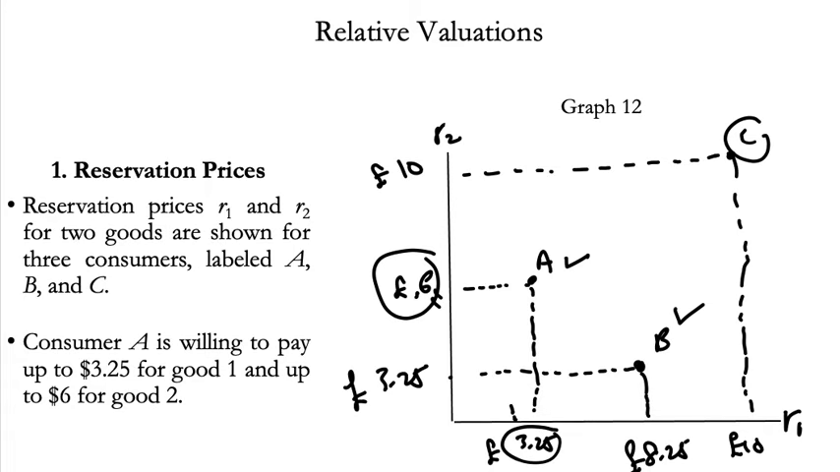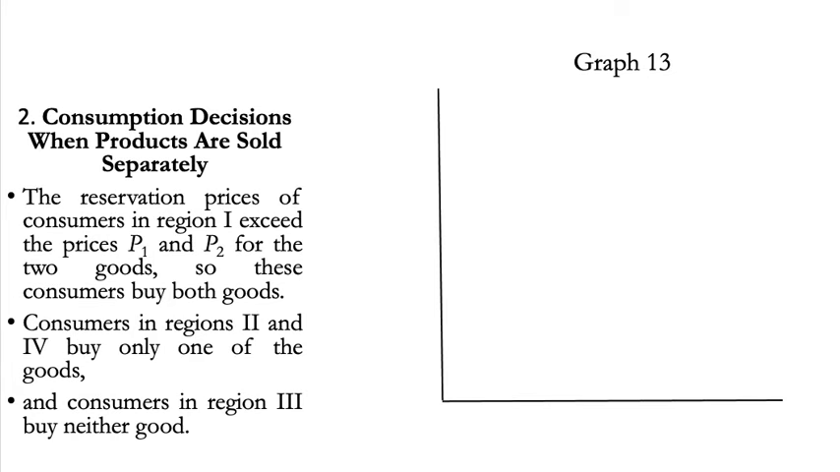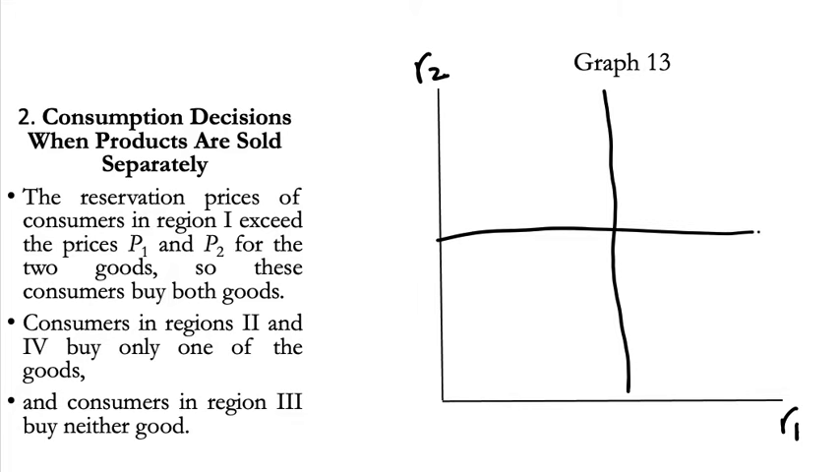Now, that means if we sell separately, how can we see the consumer decision? Reservation price for good 2 here, reservation price for good 1 here. So we can see this quadrant can be divided into 4 different types of segment: the first, the second, the third, and the fourth. C was somewhere here, isn't it? Okay, A was somewhere here, B was somewhere here.